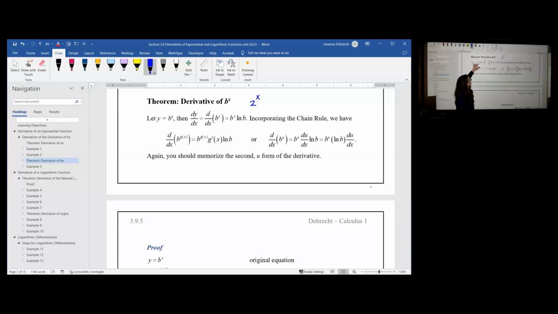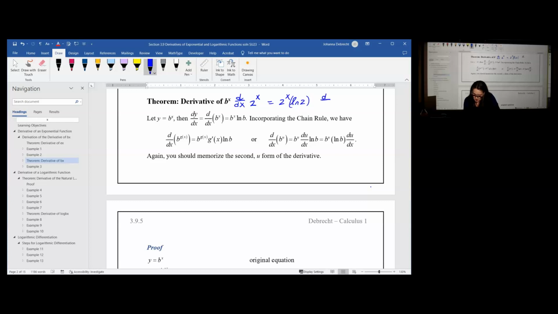Then we take the derivative of both sides. This gives us dy dx on the left, as we learned in implicit differentiation, and the derivative of b to the x is b to the x times the natural log of the base. Now, why does this also work for e to the x? So if I want to take the derivative of 2 to the x, I get 2 to the x times the natural log of 2, where the natural log of 2 is a constant.